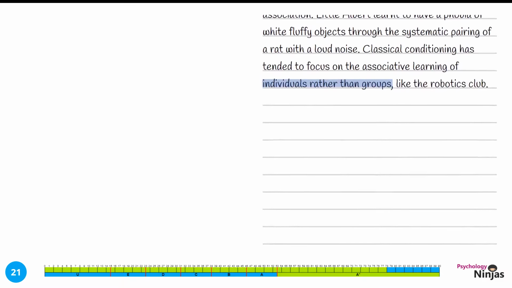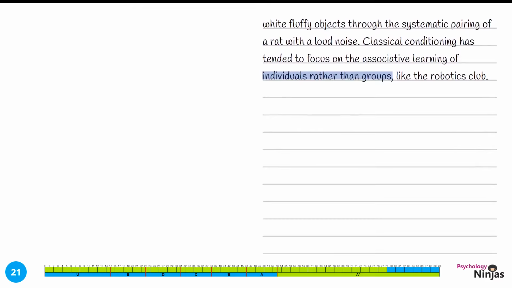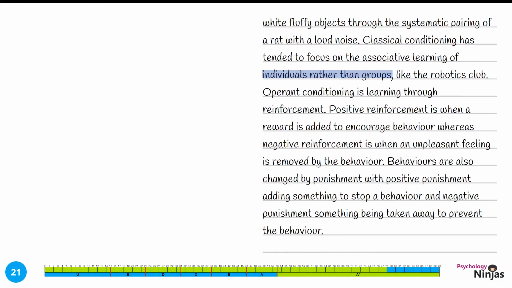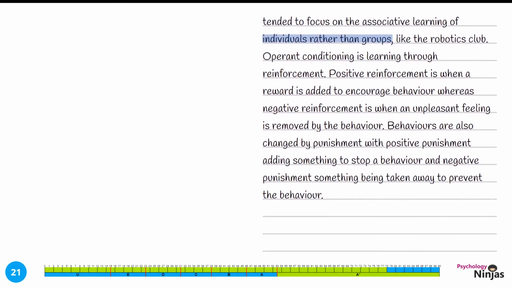Let's return once again to our explanation. We're focusing again on learning theories. Operant conditioning is learning through reinforcement. Positive reinforcement is when a reward is added to encourage behaviour, whereas negative reinforcement is when an unpleasant feeling is removed by the behaviour. Behaviours are also changed by punishment, with positive punishment adding something to stop a behaviour, and negative punishment something being taken away to prevent the behaviour.